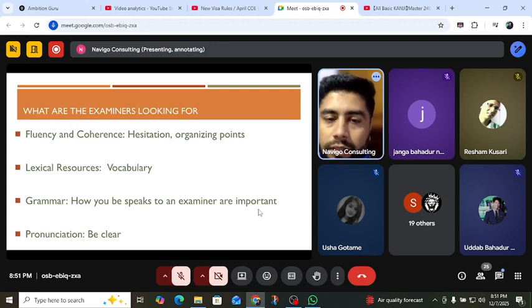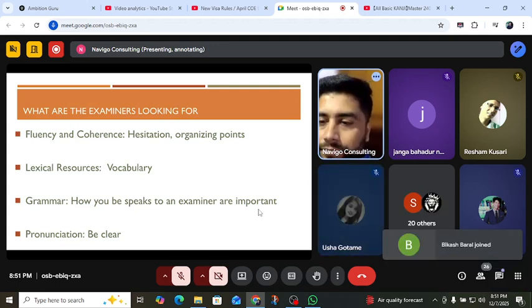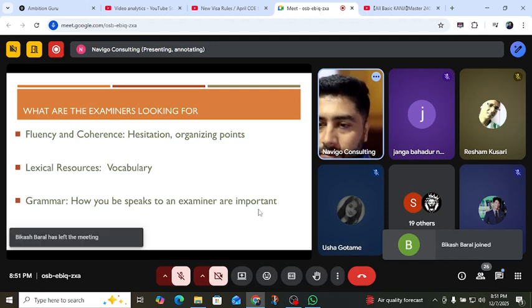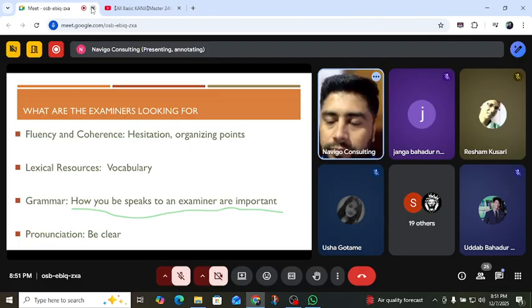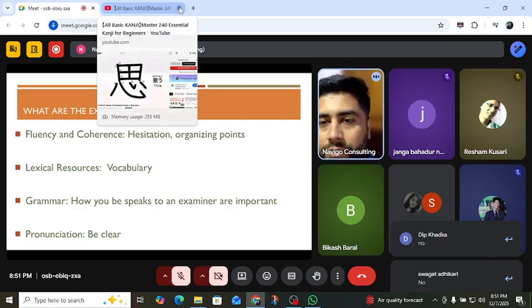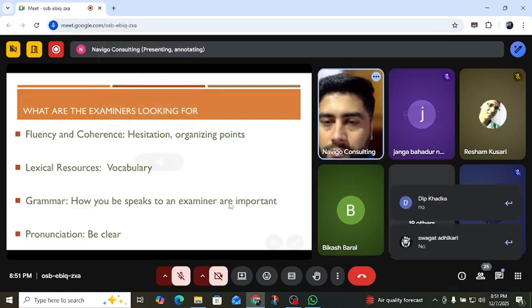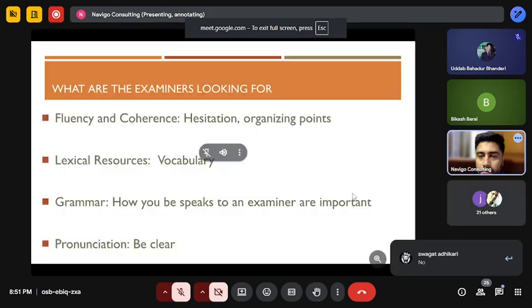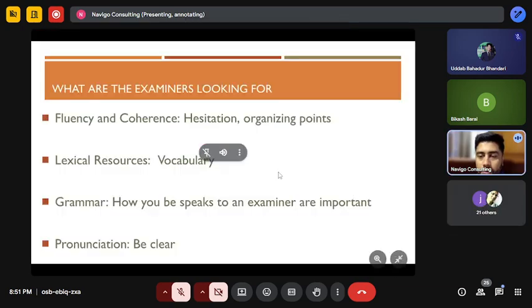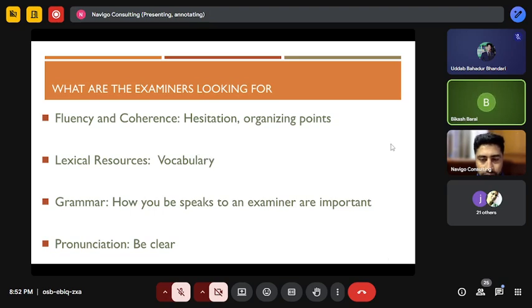Okay, is this grammar correct? "How you speak to an examiner are important." Is this correct? No. So what would be the correct form? How you speak to an examiner is important. Is important. Okay.